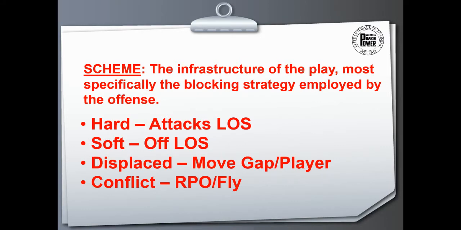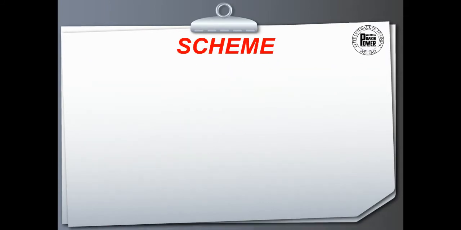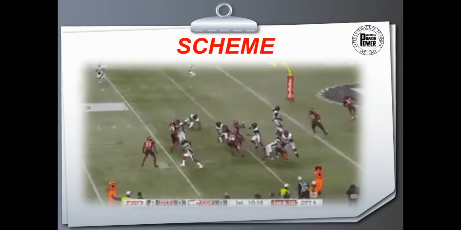Or is there some type of conflict? For an RPO, there's pass and there's run happening simultaneously. It puts our linebackers a lot of the time into conflict. And it's our job as coaches to help eliminate or lessen the conflict in a play. So we can see it as a hard read, a soft read, displacement, or a conflict. Obviously, hard or soft allows us to take quick action. Displaced or conflict reads sometimes cause us to pause and then confirm what we're seeing with action and ball. So let's look at scheme here. Here's a play.